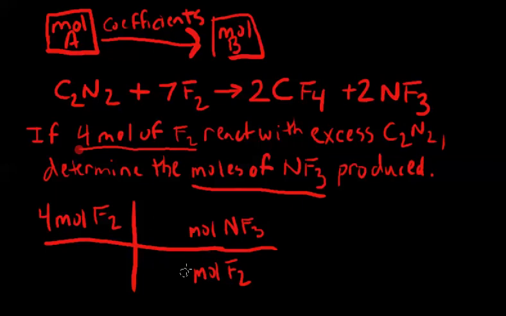And right here, this is our conversion. This is where you put the coefficients. When you're going mole to mole, you always use the coefficient. So you look at the equation. For fluorine, the coefficient is 7. For nitrogen trifluoride, the coefficient is 2.